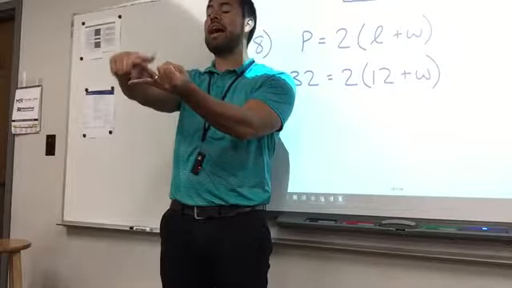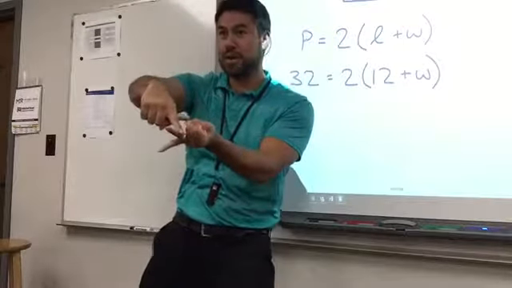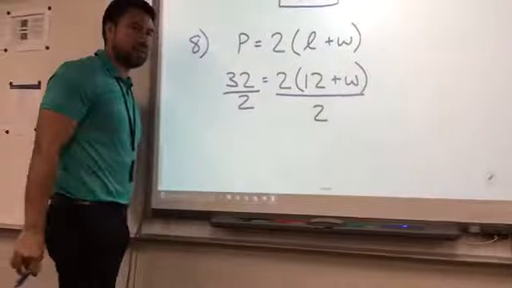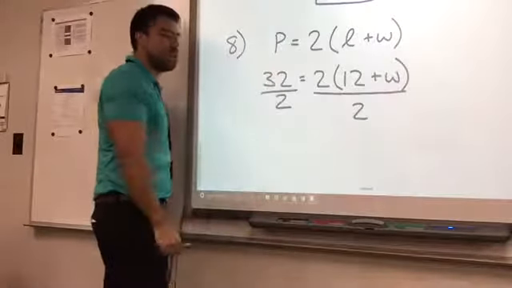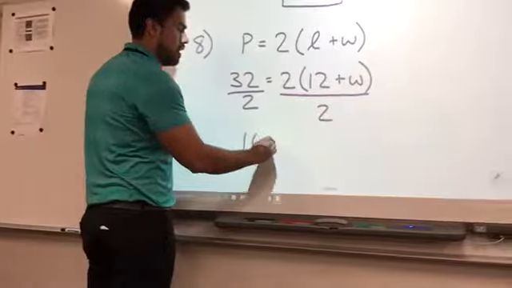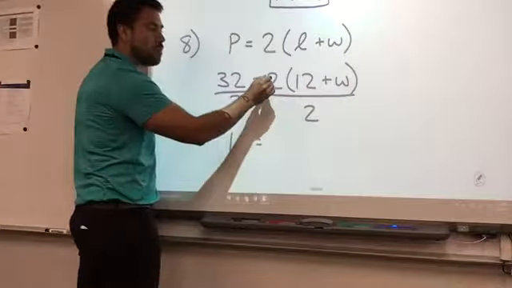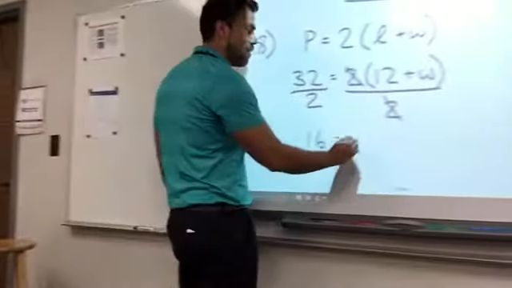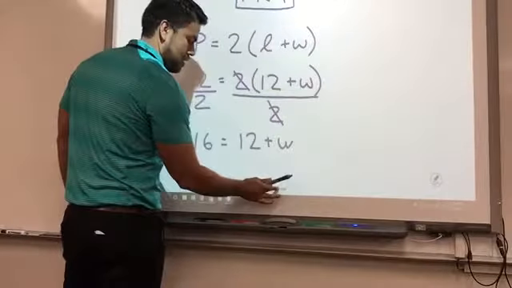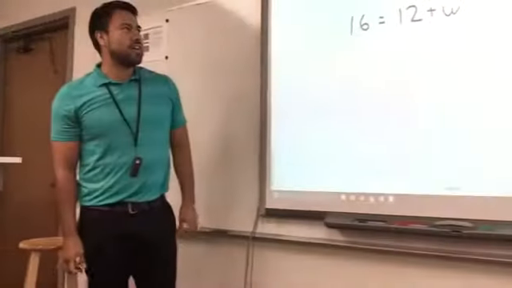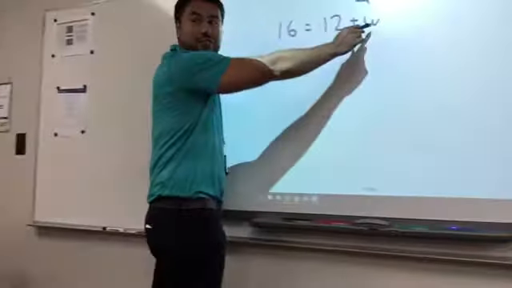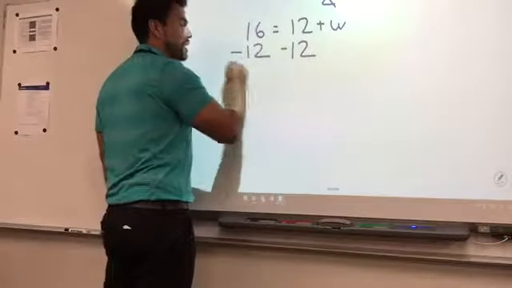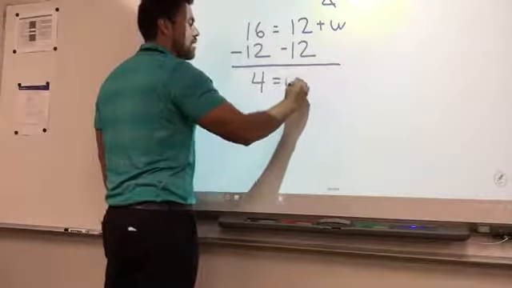How am I going to undo that? I'm going to get rid of the multiplication of 2 by doing what? Dividing by 2. Watch what I'm doing here. I'm going to divide both sides by 2. So what's 32 divided by 2? 16. Now, you're looking at this thinking, Mr. A, that's really complicated. What's this 2 over this 2 mean? 1. That's just 1. And then you're left with 12 plus W. What do you do now to get W by itself? You subtract 12 from both sides. You get 4 equals W.